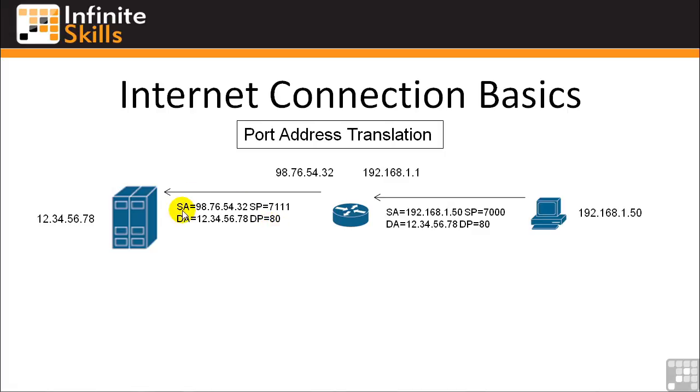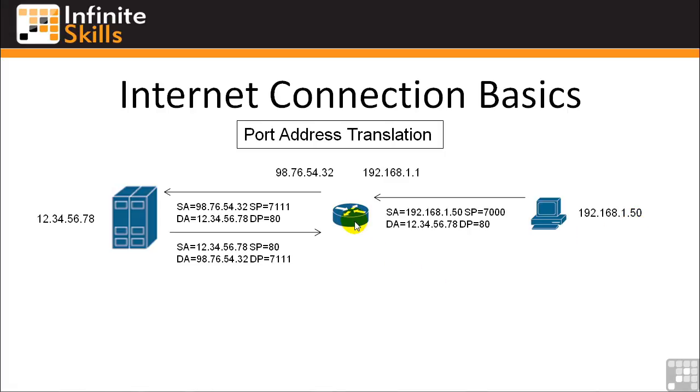Well, this guy then replies back and says, okay, here's my reply. Source address is 12.34.56.78. Source port is 80. Destination address is 98.76.54.32. It's replying to this guy on destination port 7111. This router sees the traffic coming back from this host on this port and says, well, I've mapped this 7111 to port 7000 on this IP address on the inside.